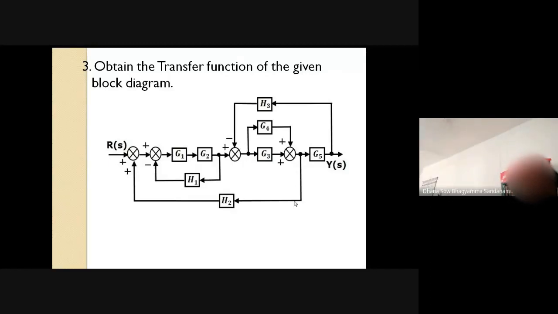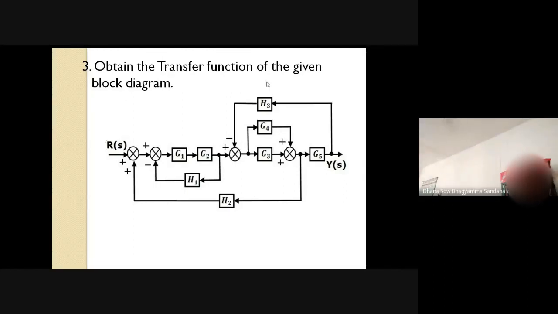Same, you have to determine the transfer function of the given block diagram. So see here. My output is Y(s), input is R(s). So what I want is Y(s)/R(s). So what is my main aim? My aim is to determine Y(s)/R(s). Are you able to hear me? Any issue? If there is any issue, tell me.